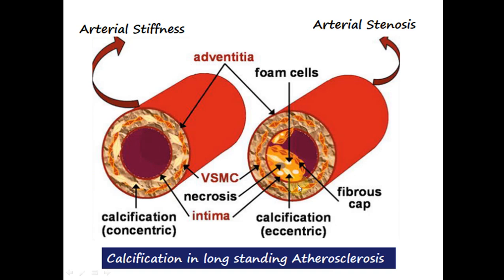Actually, the process of atherosclerosis starts with endothelial injury and oxidized VLDL particles lead to activation of the macrophages, and the macrophages engulf the fats and they become foam cells. And when these fat laden macrophages die, calcium is deposited in the vessel wall of the mostly large and medium sized arteries. Here we can see that there is a concentric type of calcification, and this will lead to arterial stiffness.